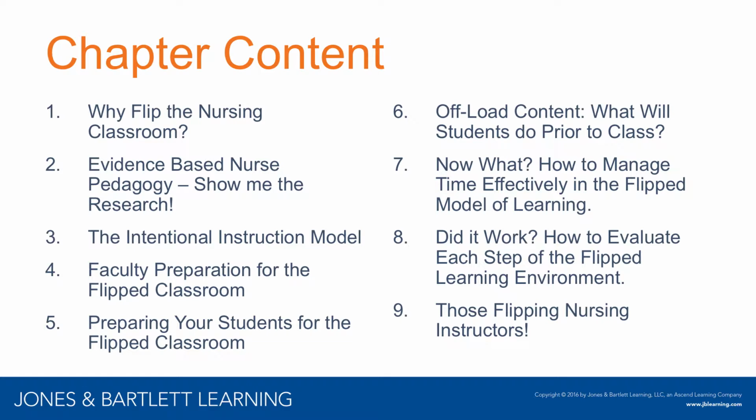Chapters 4 and 5 are talking about preparation. So when I first wrote the text, I wrote that together, and the chapter was becoming so large and kind of cumbersome, I thought, wait a minute, we have to prepare ourselves, and then we have to think about preparing our students. So it became split into 2 different chapters. Number 6 is offload content. What do we want the students to do before they come to class?